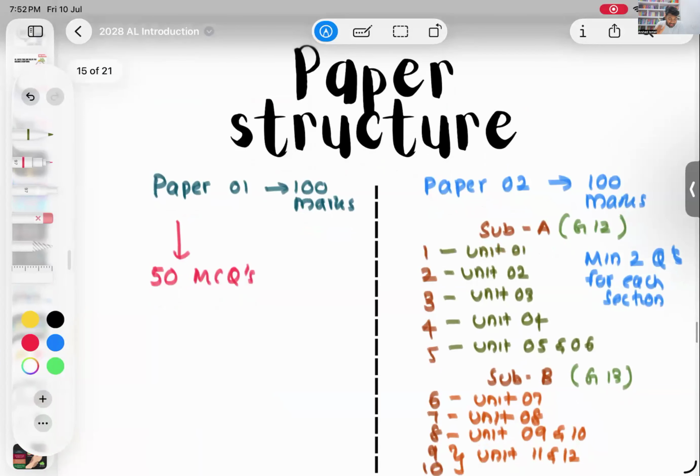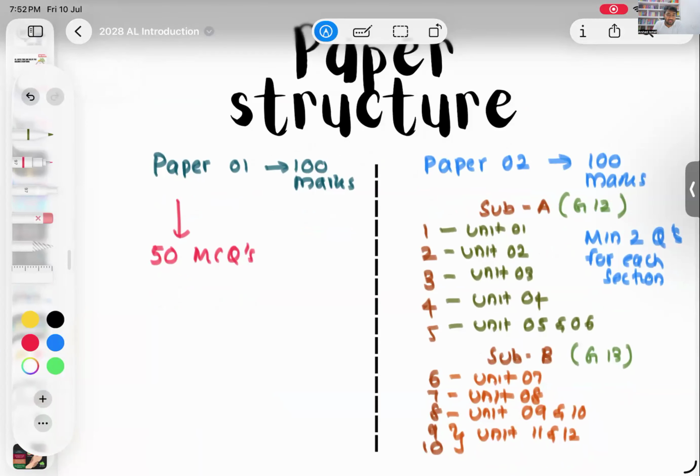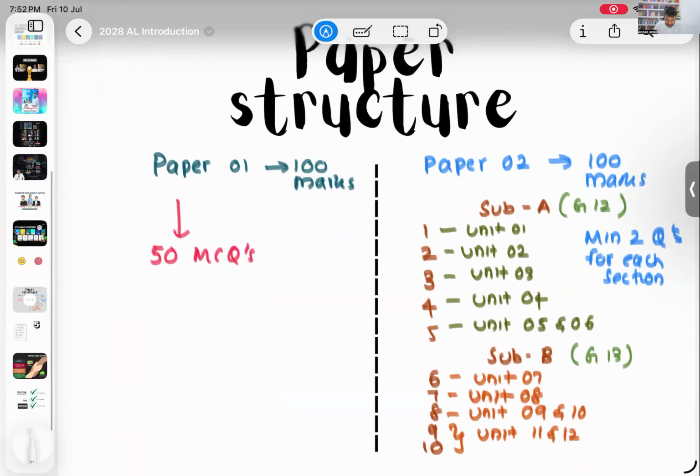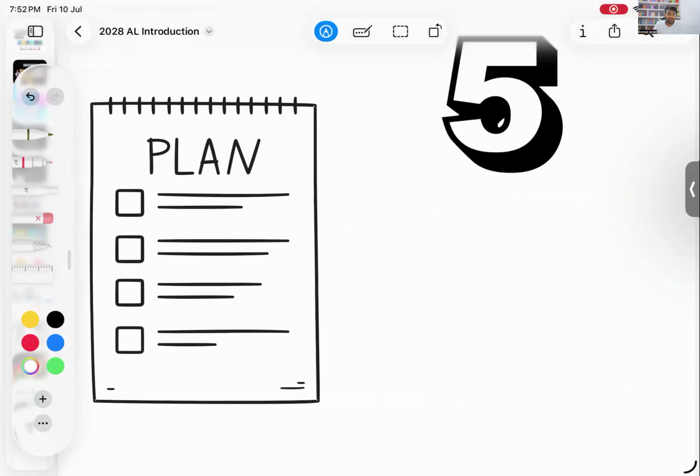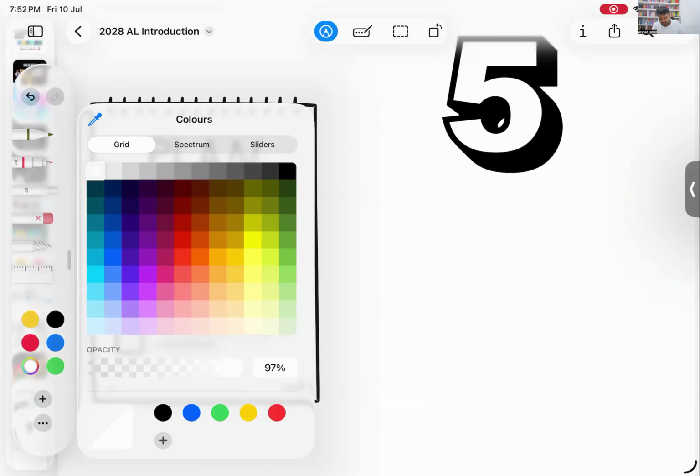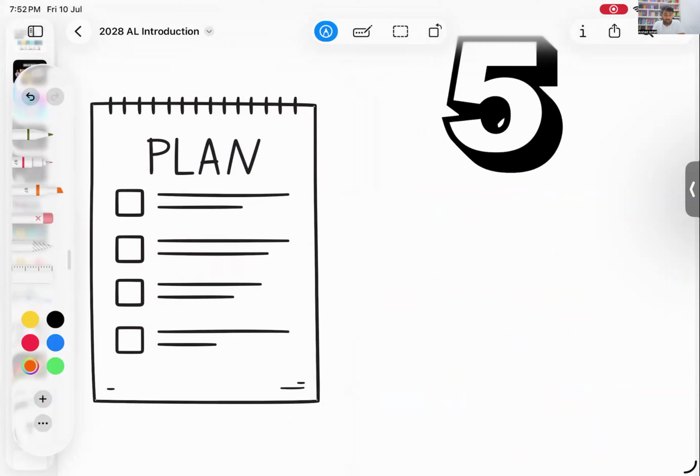So unit question number 9 and 10 are both from unit number 11 and 12. Okay, that is also done. Then in terms of our plan, now this is something I do very differently from all other classes. If you take my class, usually I like to work in a very organized manner. Yes, we will have exams also.